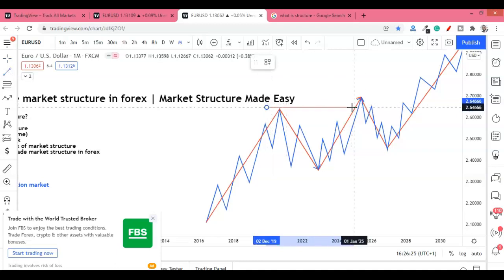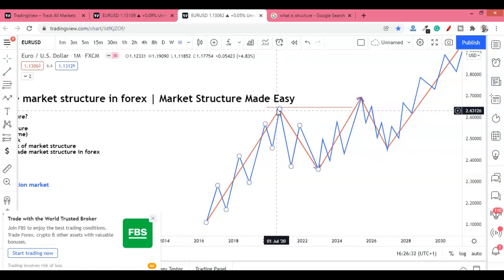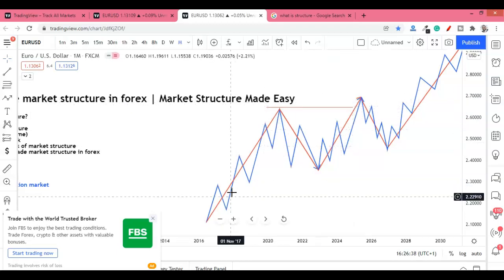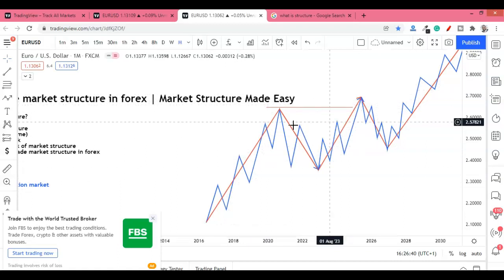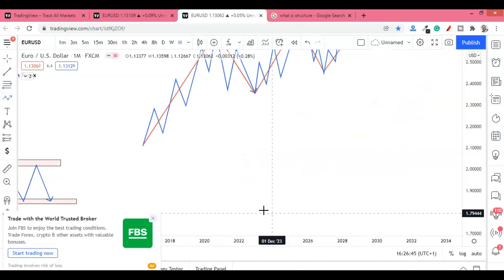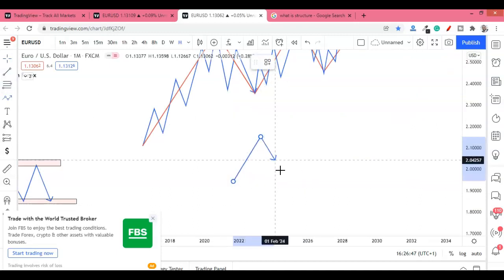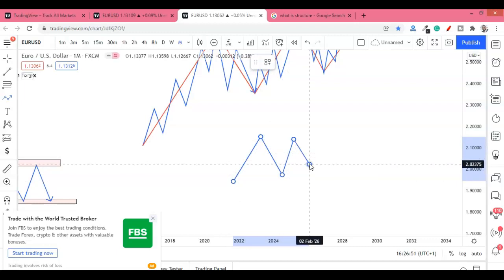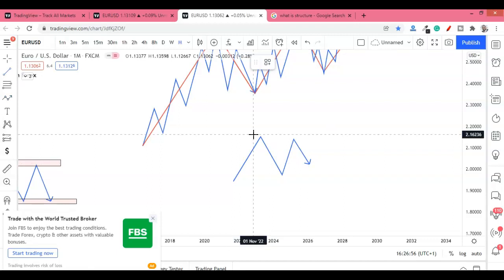The way I see it is a close above the previous high, the previous higher high, a close above the previous higher high of an upward trend. If price moves this way, this is not yet a market break of structure.